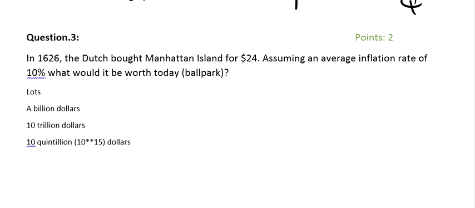Question 3, in 1626, the Dutch bought Manhattan Island for $24, assuming an average inflation rate of 10%. What would be the worth today? It's 10 quadrillion in dollars. And 2 points for this question.